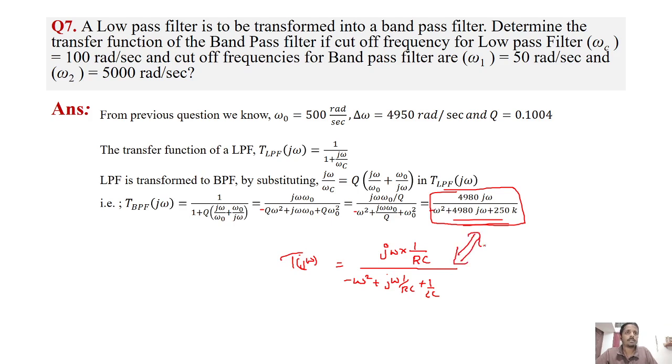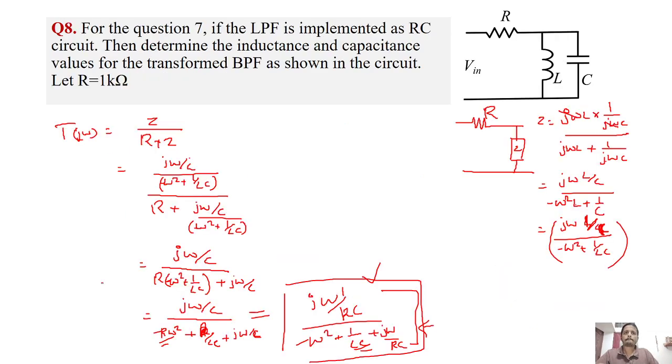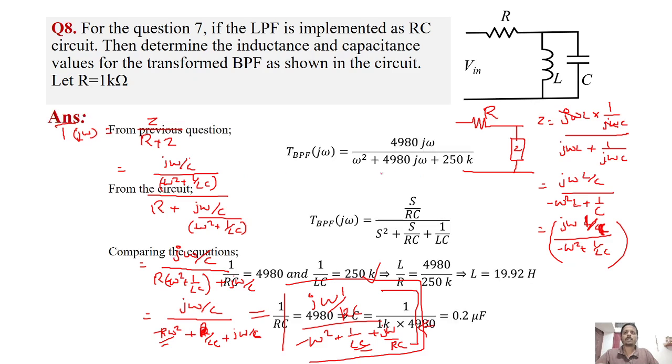So I can compare here, right? If I compare, what is 1 by RC? 1 by RC is equal to 4980, and 1 by LC is equal to 250k. Okay, I think in the question R has been given. So using this R I can find C, and using this C I can find L. So that's how we will solve this question. So we'll see the solution here.